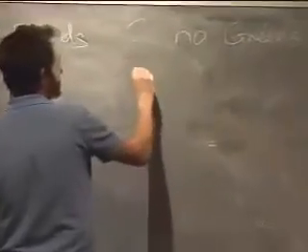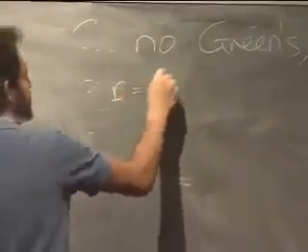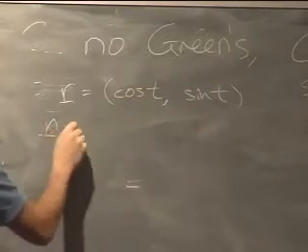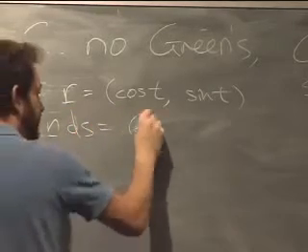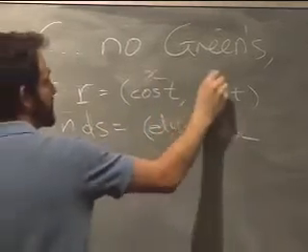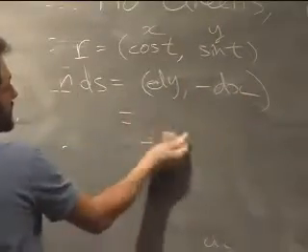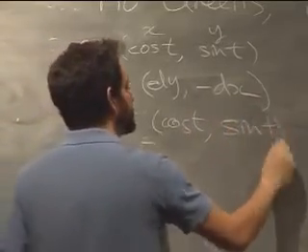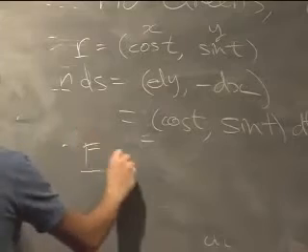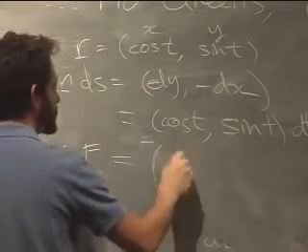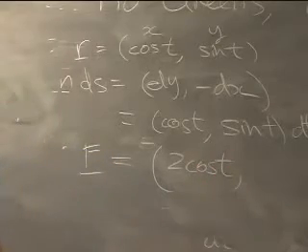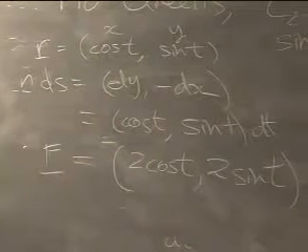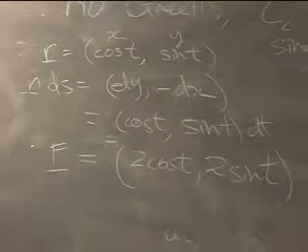We take a parameterization: r is (cosine t, sine t). Therefore n ds is (dy, minus dx), where this is x and this is y. So dy is cosine t, and minus dx is minus minus sine t. Also, the vector field f is 2x, which is 2 cosine t, over 1, because x squared plus y squared is 1, and the y coordinate is similar. This is very similar to what we've done before. So we're going from 0 to 2 pi.